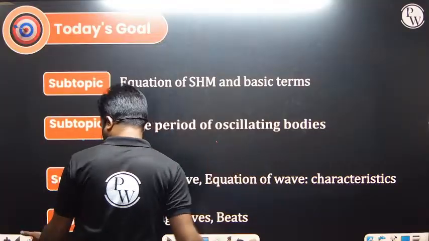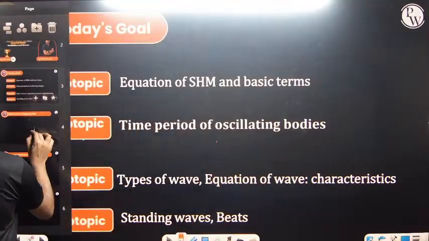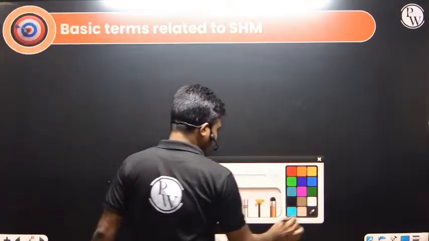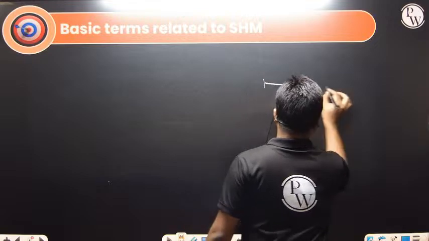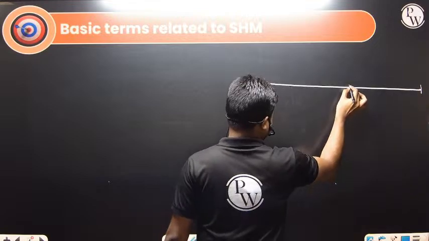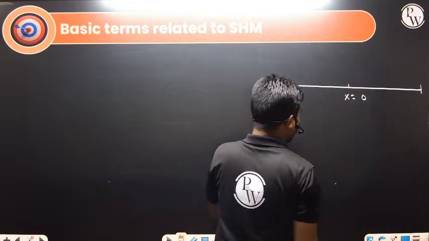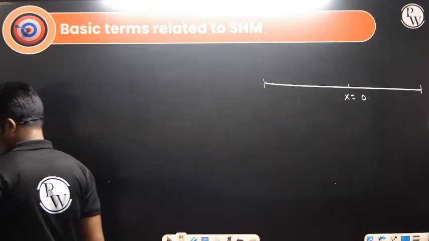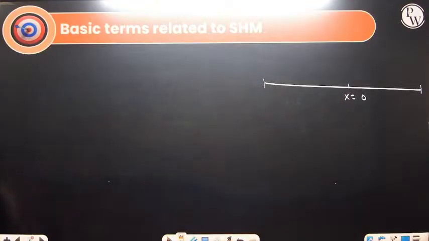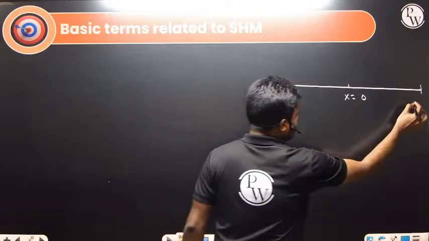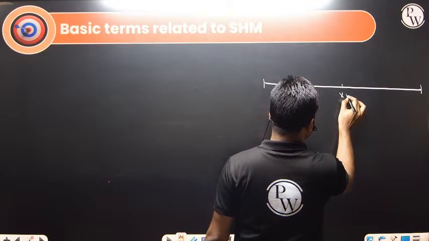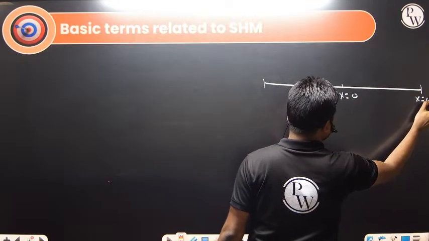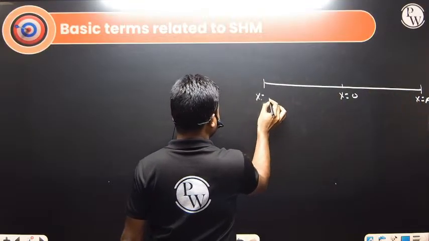So let's start today's journey with some basic terms related to SHM. We'll deal with a particle doing SHM about x equals 0. It goes to the right extreme, x equals a, starting from x equals 0, and comes back to the left extreme, x equals minus a.